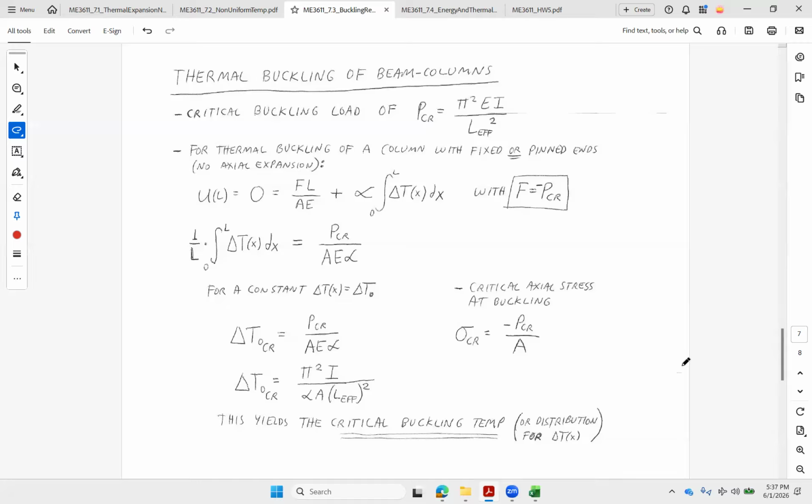So this is our critical buckling temperature. Note P critical is its own formula. We can solve it without any temperature thought, and then AE and alpha going on the bottom. So this formula is good when neither end is able to move.